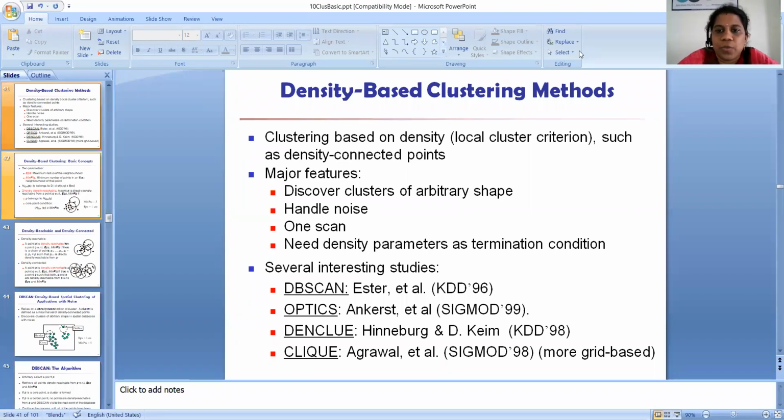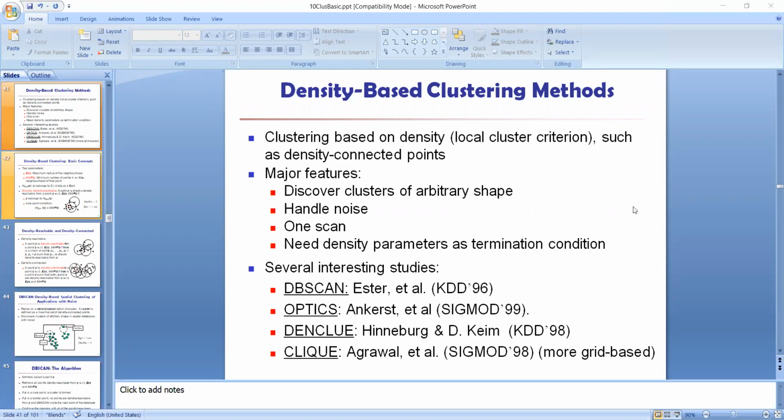In this video, we are going to see the third clustering method, that is density based clustering methods. That means clustering based on density, such as density connected points. So the major feature of density based clustering method is that it discovers clusters of arbitrary shapes.